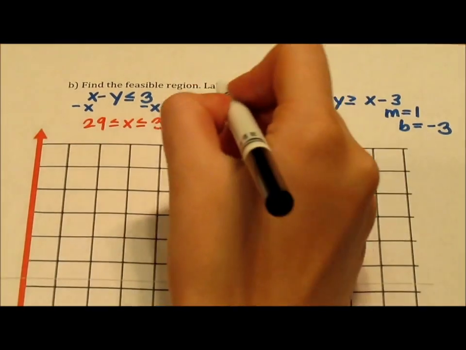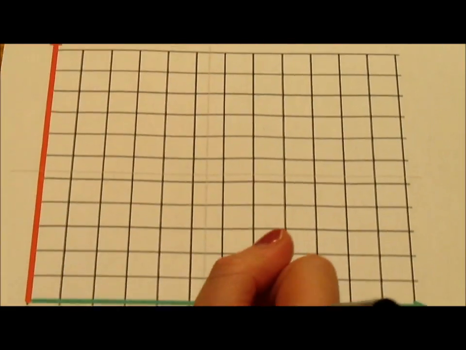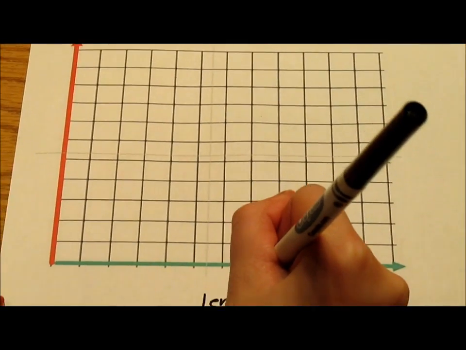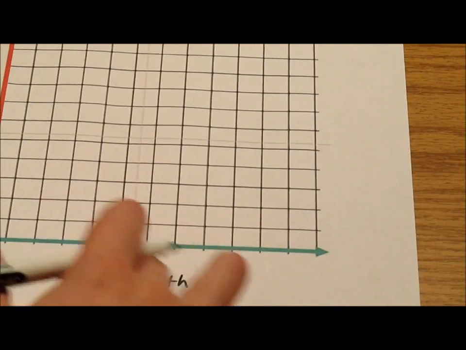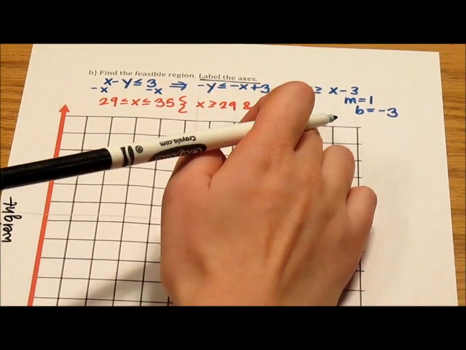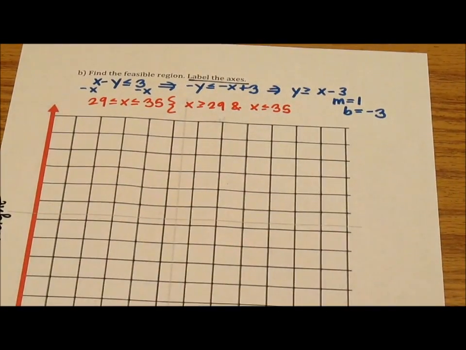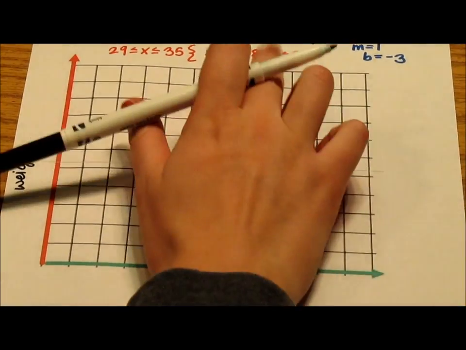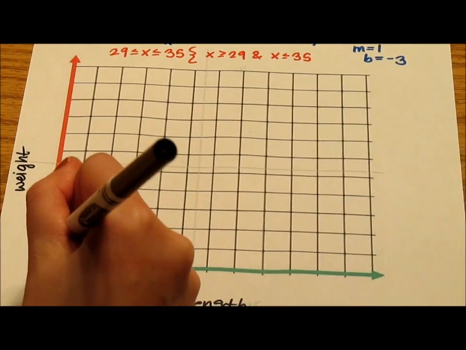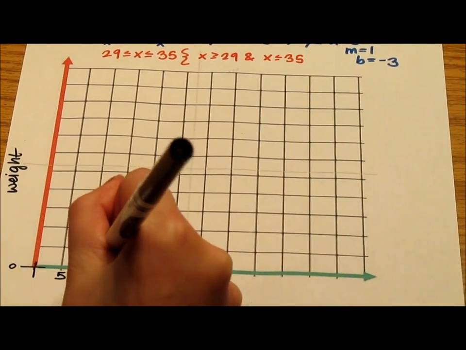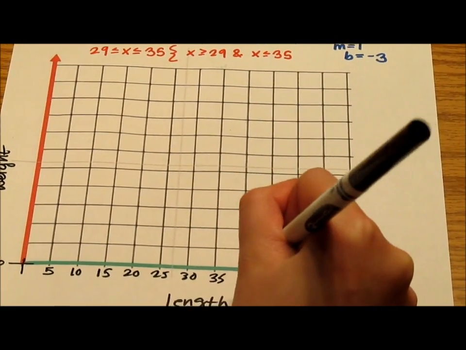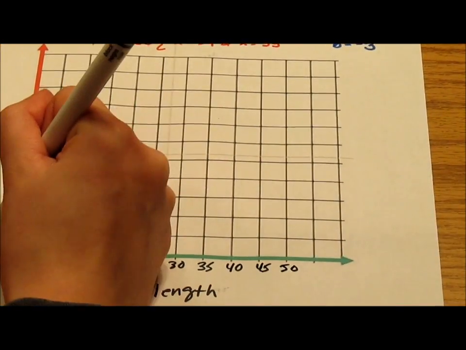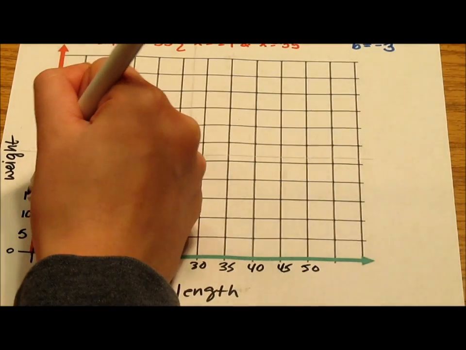First, I'm going to label the axes. I'm going to follow the directions. So my x's are my length. And my y's are my weight. And I'm not going to count by ones on here just because I'm looking at this inequality here and I have a 29 and a 35. So I'm not going to count by ones because then I'll go off the graph. I'll need more room. So I'm going to count by fives. So here's my 0. Then I have 5, 10, 15, 20, 25, 35, 40, 45, 50. And then I'll do the same thing on the y-axis to be consistent.